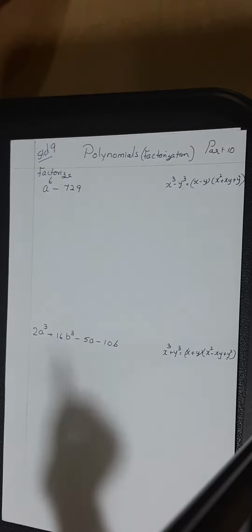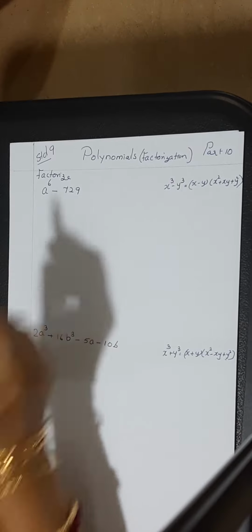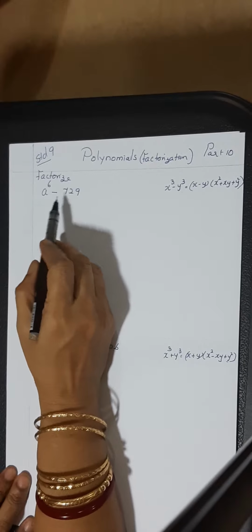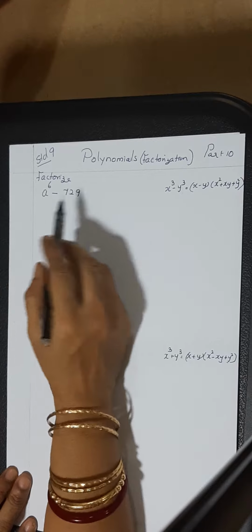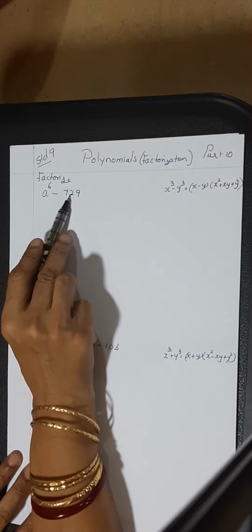The chapter is Polynomials for standard 9. So we are doing factorization. This is part 10. So continuing with our cubic polynomial x cube minus y cube format, we have to factorize a to the power of 6 minus 729.